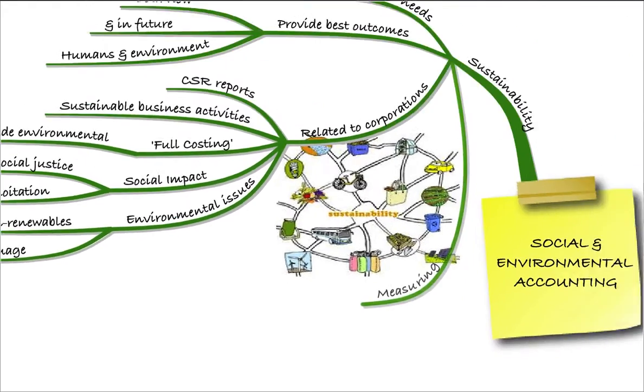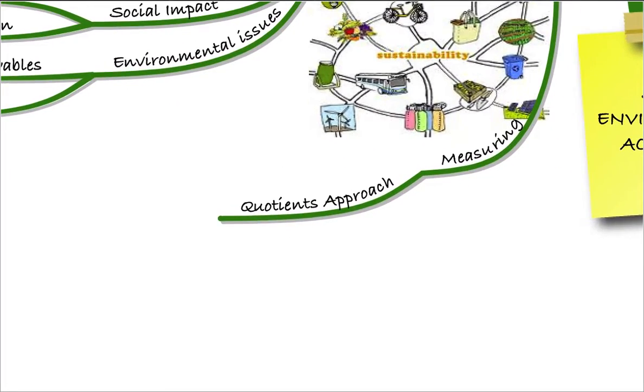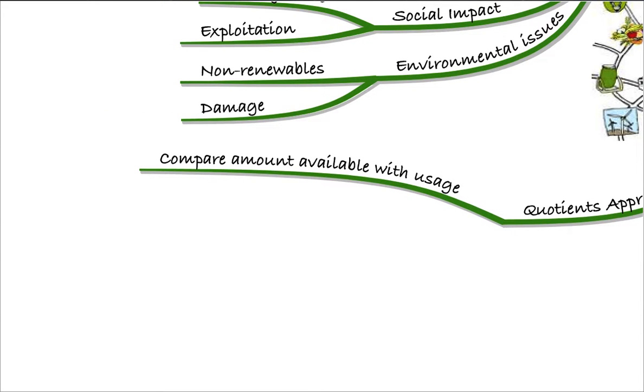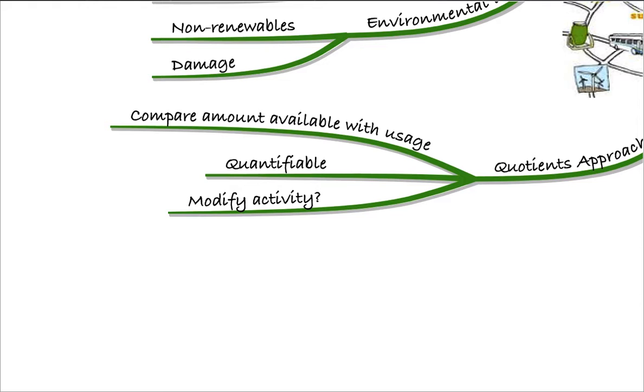So one of the key issues is measuring sustainability. A Codan's approach is an approach that compares the amount available with the usage of the corporation. So what we can do here is quantify it. We can say, look, this is how much is available, this is how much we're using, and therefore we can decide if we're using too much. Therefore, we can also modify the activity if needs be.